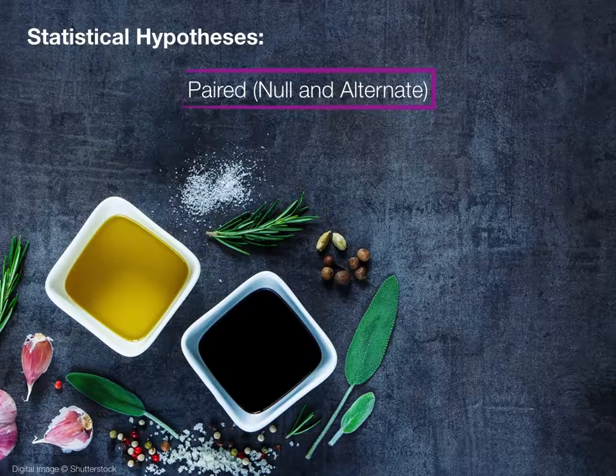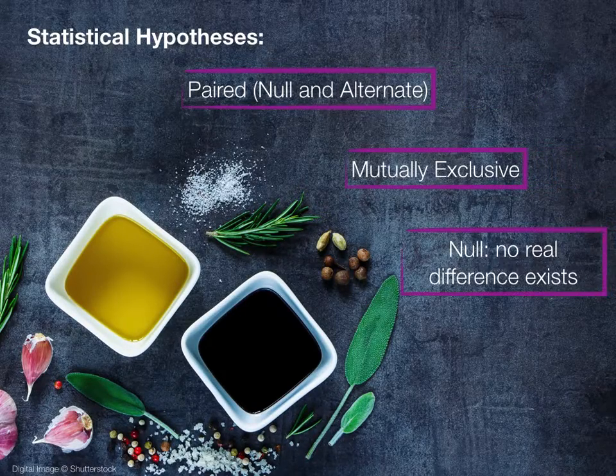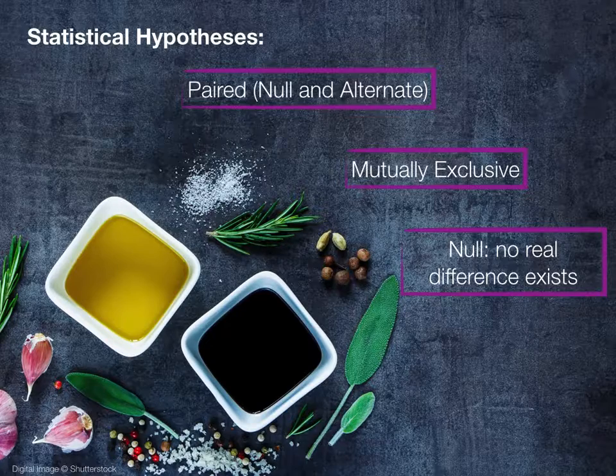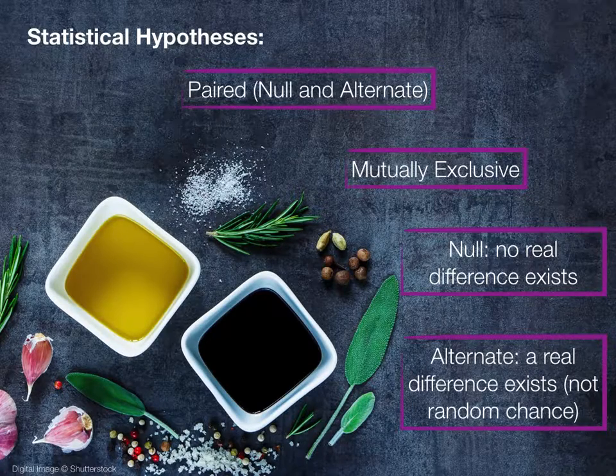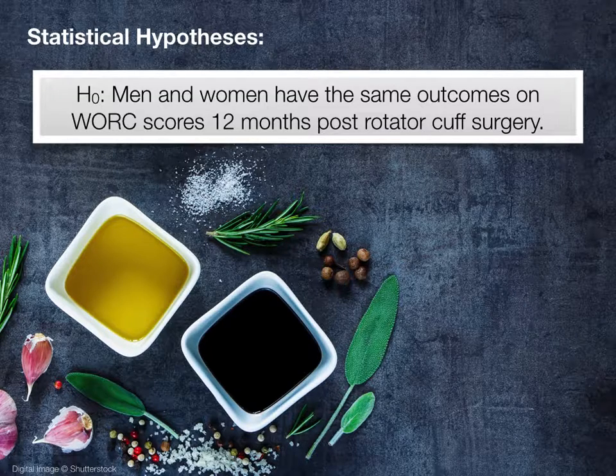For one, they come in pairs, with one hypothesis being what we would call the null, and the other being the alternate. The null position is that everything observed is due to random chance and there are no differences between groups. The alternate position is that the effect observed is real and not due to chance. They must be mutually exclusive. So let's take an example.